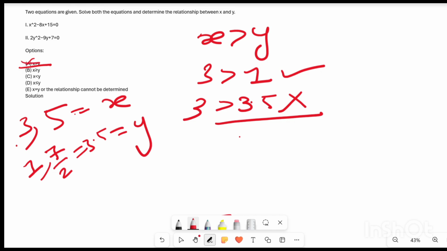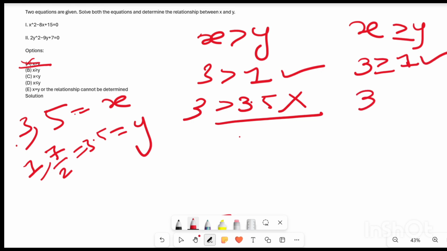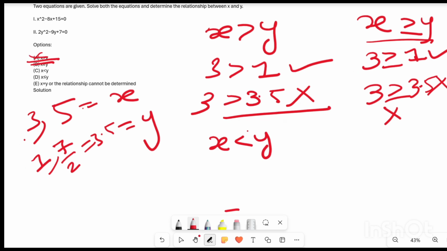Let's check the second condition. x is greater than or equals to y. 3 is greater than or equals to 1, here the condition is true. And here 3 is not greater than or equals to 3.5. So the option 2 is also wrong. So option B also wrong. And if you observe the third condition, x is less than y, sorry, y. If you observe 3 is less than 1, that is wrong. So the third option is also wrong.